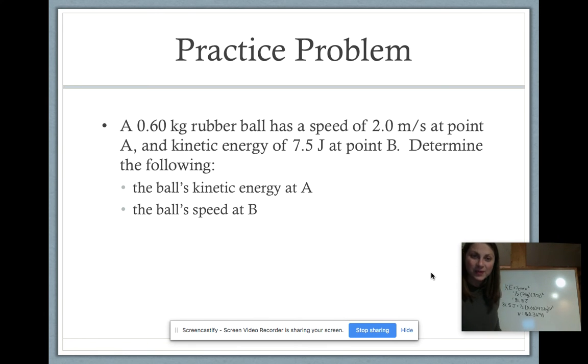So attempting a practice problem. If you had a 0.6 kilogram rubber ball with a speed of 2 meters per second at point A, and it has a kinetic energy of 7.5 joules at point B, determine the following. What would the kinetic energy of the ball be at point A? And then what would this ball's speed be at point B?